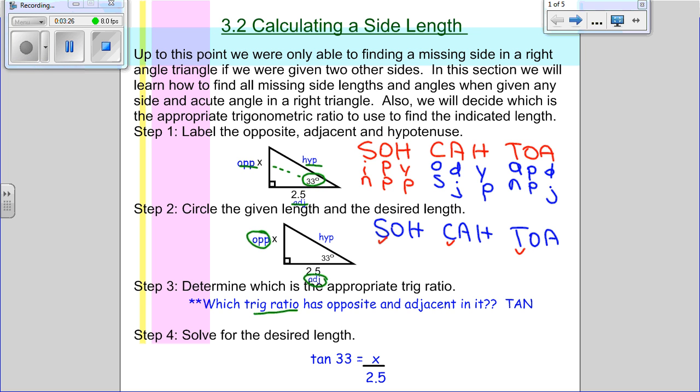Now, see these two circled sides. Opposite stands for O, right? And adjacent is all of my A's. So anywhere I see an O, I'm going to give a check mark. And anywhere I see an A, I'm going to give a check mark. And you should notice that one of these sayings, SOHCAHTOA, will have 3 check marks. Whichever one has 3 check marks is the one that you want to use. So you want to use your tangent ratio. Your tangent ratio equals opposite over adjacent.